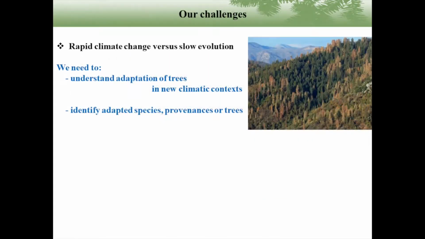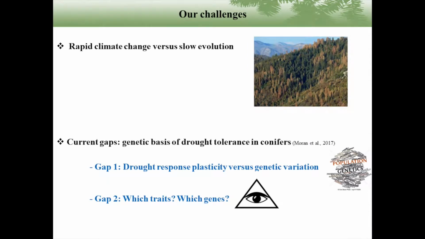Climate change is extremely rapid, while the evolution of species is relatively slow. This is particularly the case for conifers, which are long-lived and slow-growing species. At present, we need to better understand the physiological mechanisms involved in tree adaptation to climate change. Specifically, we need to identify species, populations, and even stress-resilient trees. Until now, the genetic basis of drought tolerance remains poorly documented in conifers.